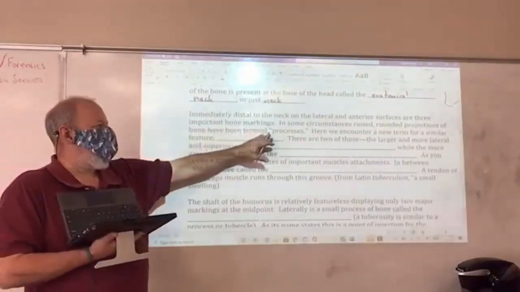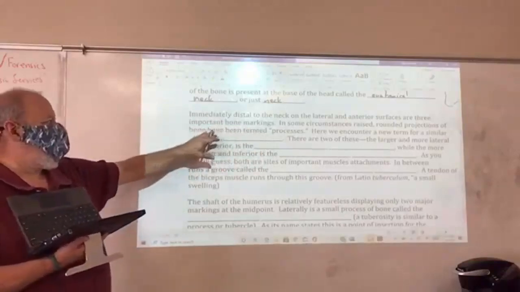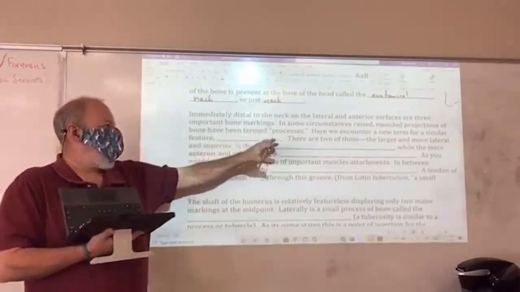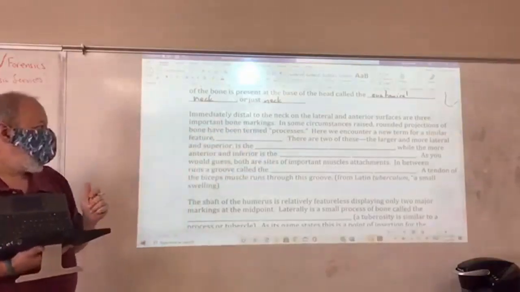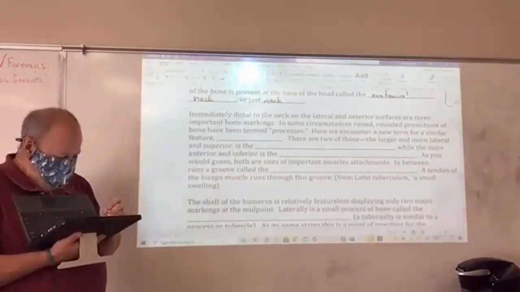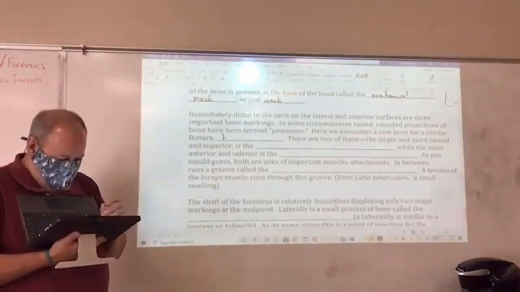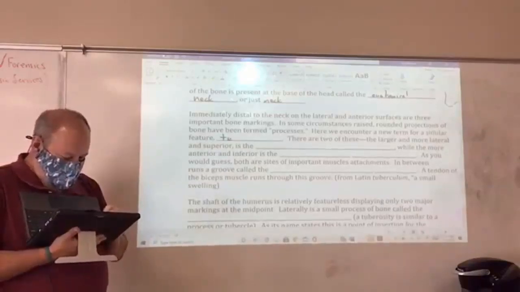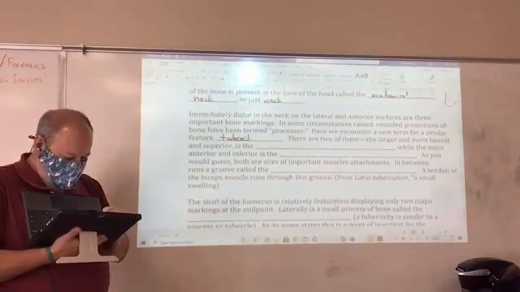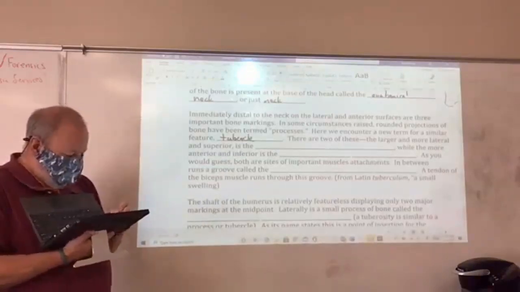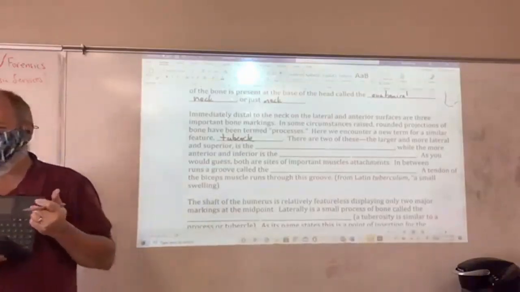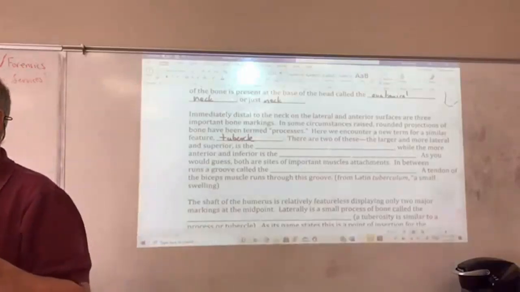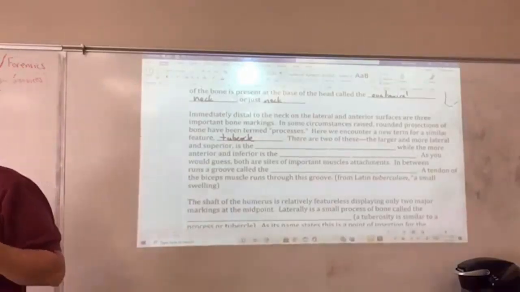In some circumstances, raised, rounded projections of bones have been called processes. Here we encounter a new term for a similar feature, tubercle. This is our new term, tubercle. Okay, and what does the term tubercle sound like to you? Tuberculosis. Where do I have tuberculosis?